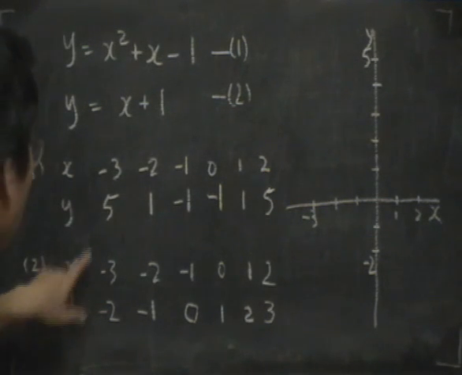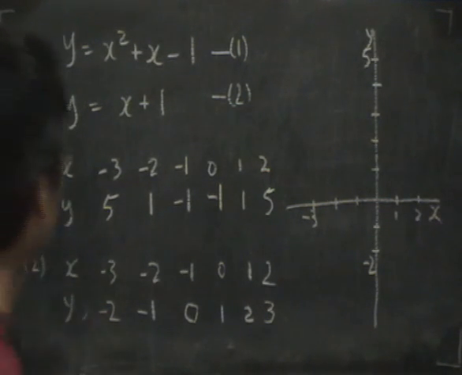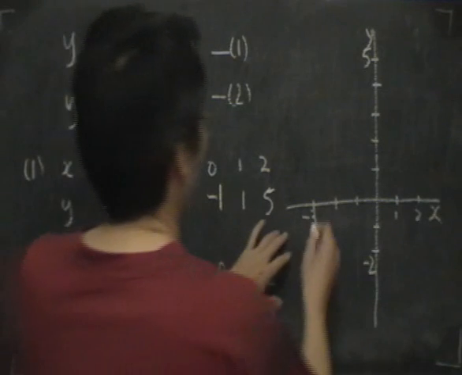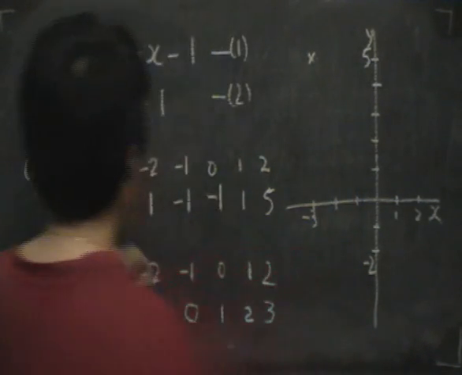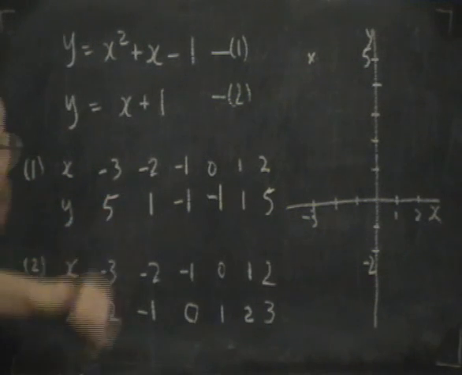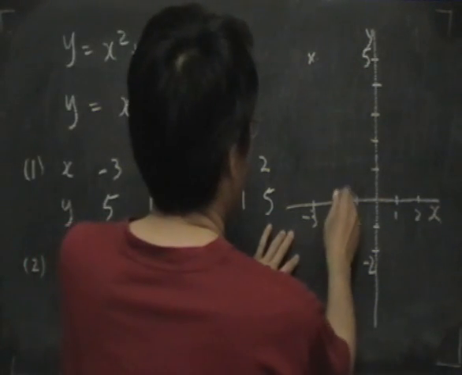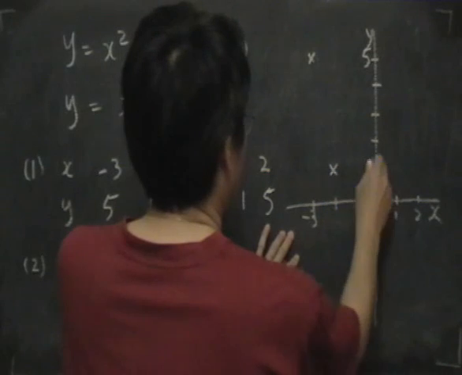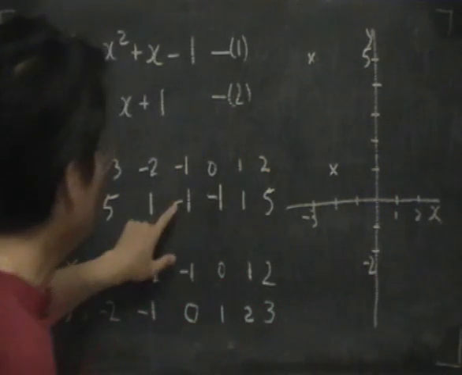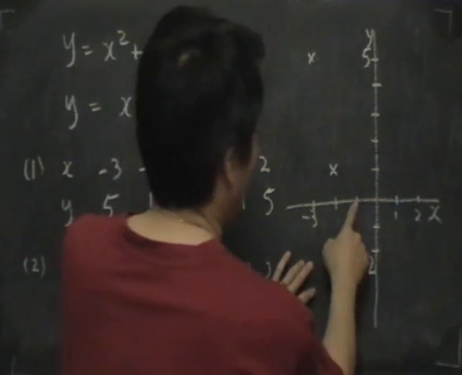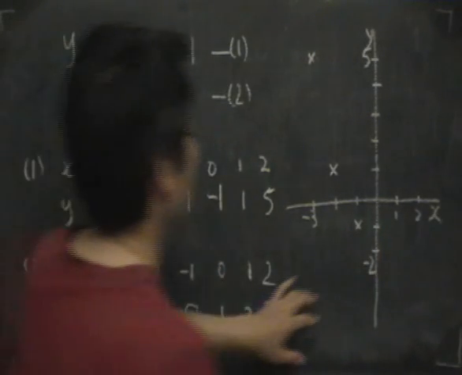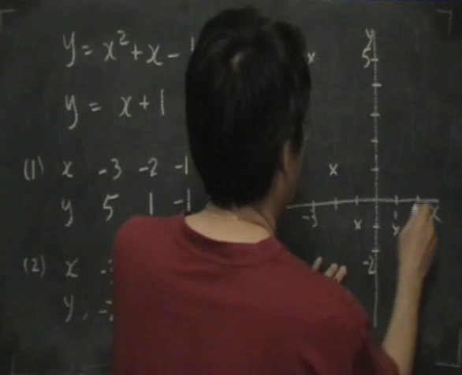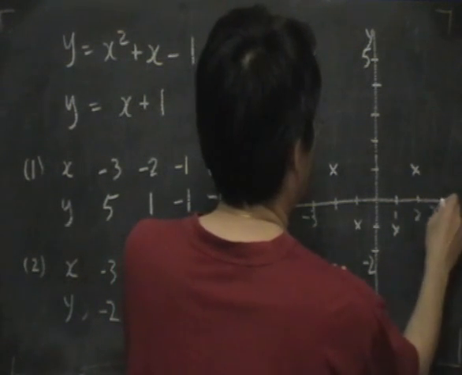Let's plot the graphs. First point is minus 3, 5. Minus 3, 5 is up there. Next point is minus 2, 1, so minus 2 and a 1 there. Minus 1, minus 1 is there. And we keep going.